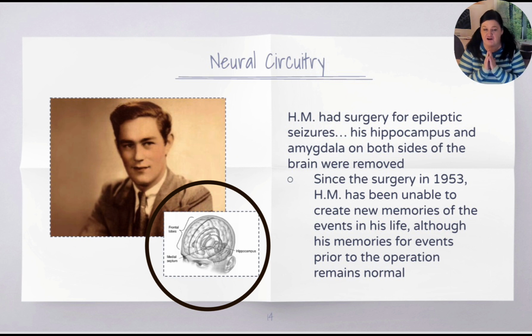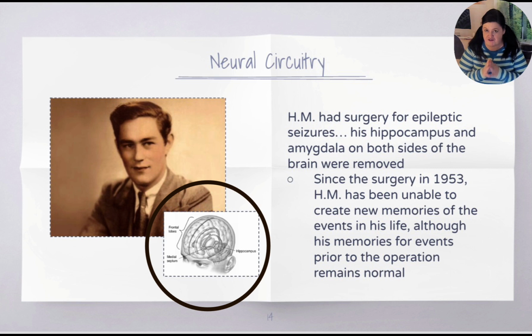So HM had his hippocampus and his amygdala removed on both sides of his brain in order to control his epileptic seizures, okay? So once he had these removed, his seizures went away like that. However, he could no longer create new memories. He was having trouble having conversations and remembering one day to the next. He wasn't able to interact with other people socially. He was forgetting everything from day to day. He could still remember the stuff from when he was little and his past, right? He had long-term memories, but he could not create any new memories.